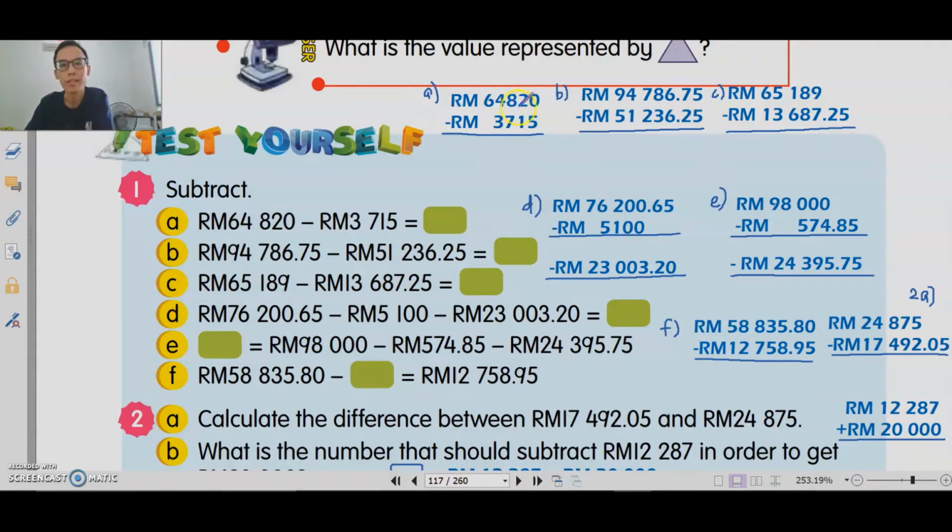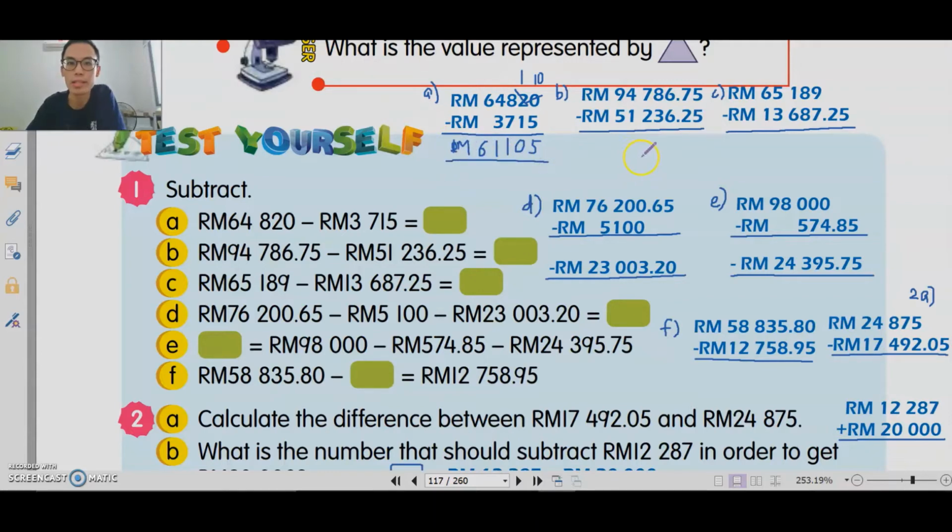Subtracts 3,715. So 0 cannot minus 5, you have to plus 10 minus 1. Every time you borrow, you have to plus 10 and minus 1. The number that is not enough, you plus 10. So 0 plus 10 is 10. And then the number that is lending, minus 1. So 2 minus 1 is 1. Then you minus 10 minus 5, 1 minus 1, 8 minus 7, 4 minus 3, 6 minus 0, and then your RM.